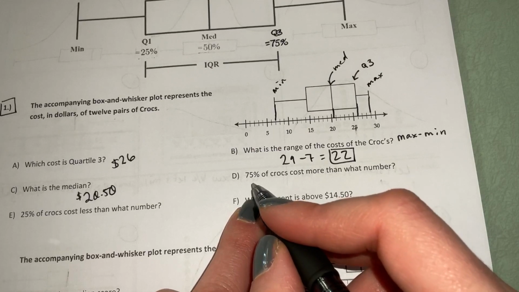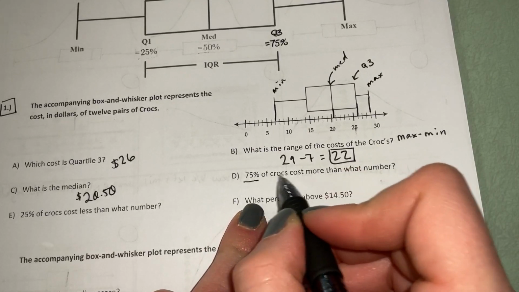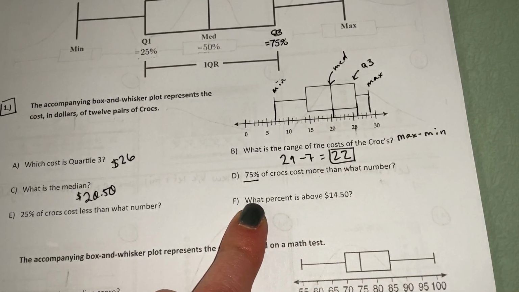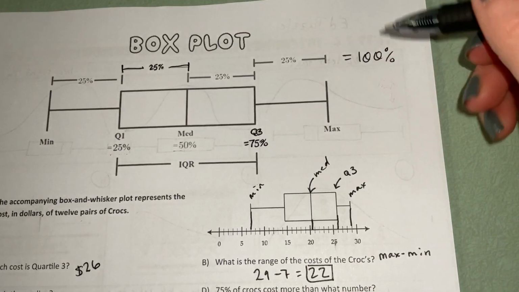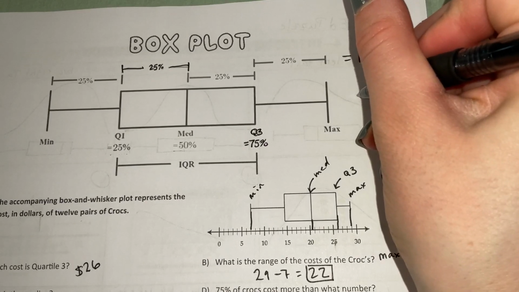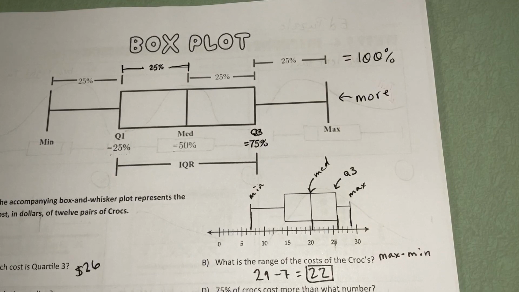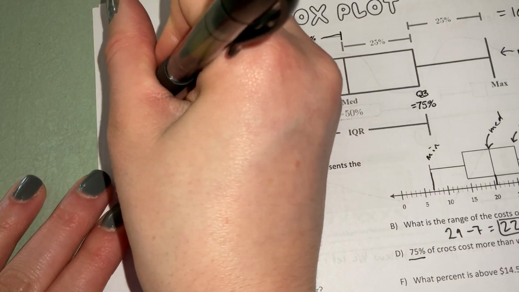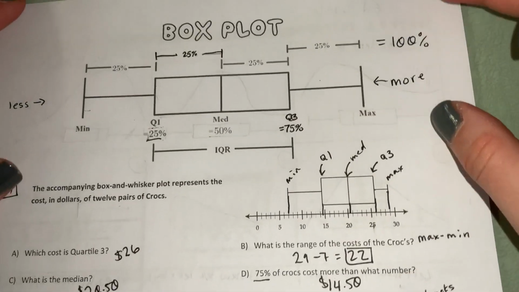Letter D, 75, okay, percent problem. 75% of Crocs cost more than what number? Okay, so I need 75% to cost more. If I'm asking about more, I want to start on this side and go in that direction. If they say, what it costs less than, you want to start on this side and go in that direction.